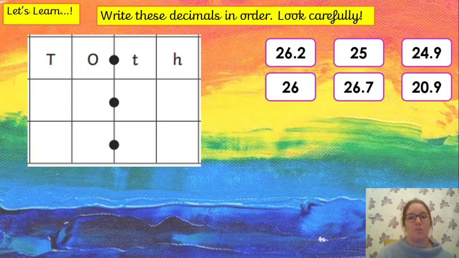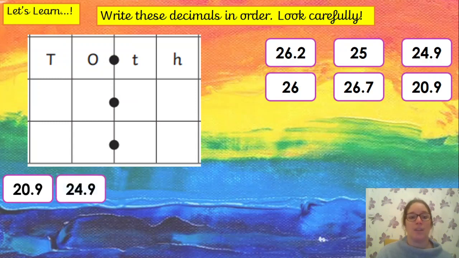Okay, so number 1 then, your smallest is 20.9, because 20 is the smallest whole number. Okay, we've then got 24 is our next smallest, and then we've got 25, so we can see that we've got 20, 24 and 25 as our whole numbers go up in ascending order. But then we get to 26. And we've got 26.2, 26 and 26.7.